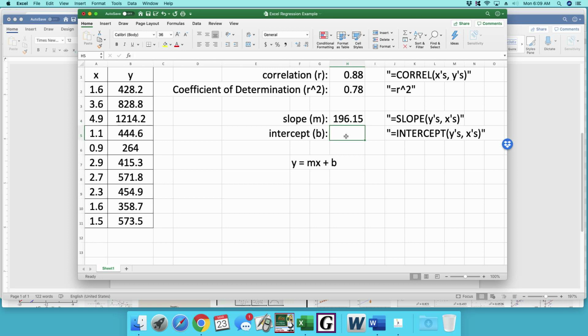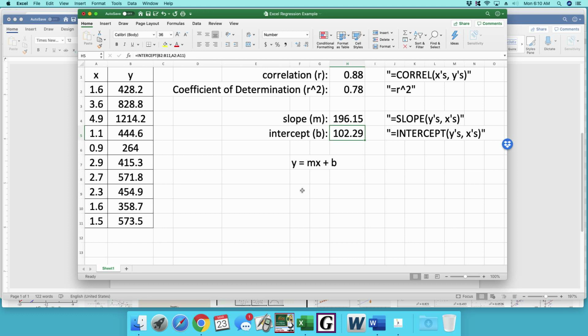Right, now we're going to do our y-intercept. This is where our equation, if it were to go at x equals 0, it's where it would hit the y-axis. So once again, we do equal, intercept, open parentheses, we do y's first, comma, and then x's. Close your parentheses, press enter, and we have a y-intercept, make it 2 decimals, of 102.29. So this is where it crosses the y-axis.